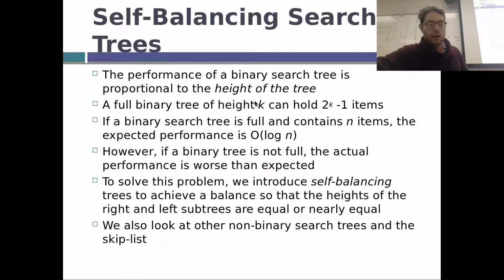All right, so the idea here is that the binary search trees that we've learned so far perform in proportion to the height of the tree. A perfect binary tree of height k can hold 2 to the k minus 1 items. Sorry, that's a typo on the slide. If the search tree is perfect and contains n items, the expected performance is log n. However, if it's not perfect, then the actual performance is worse than expected.